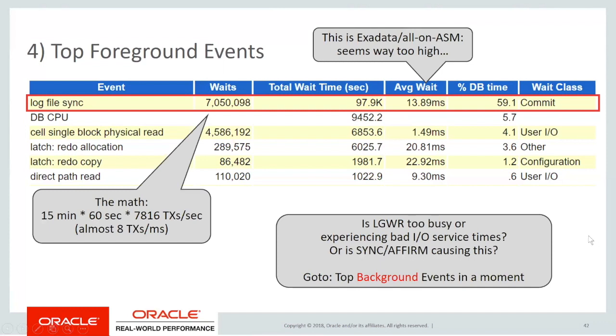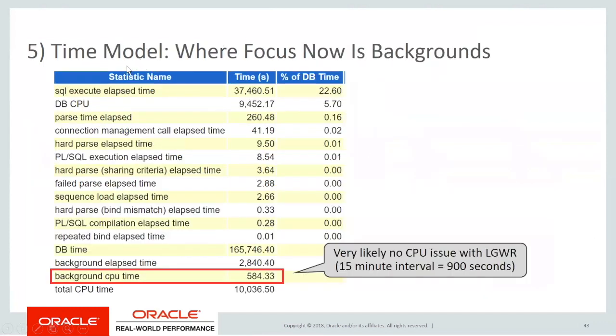But we're not going to do that. We're first going to visit the time model. But I can now use the time model to answer one of the questions. Is logwriter CPU bound? Now remember, the time model shows me the aggregate background CPU time, 580 seconds. This tells me that logwriter is very likely not experiencing a CPU issue, because we are talking about a 15-minute interval here, which is 900 seconds.